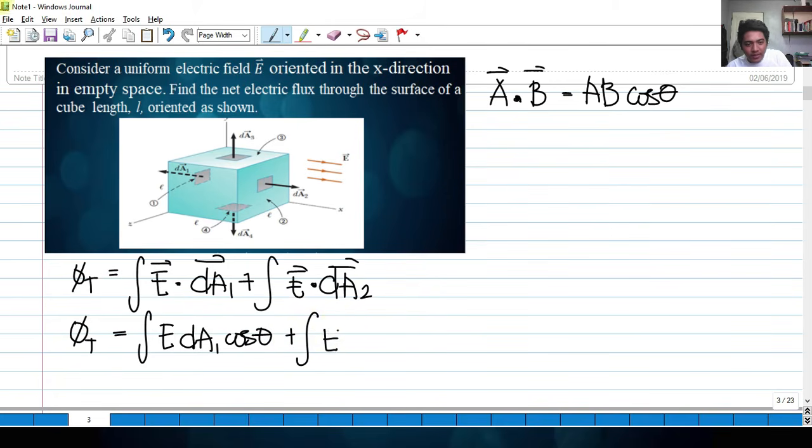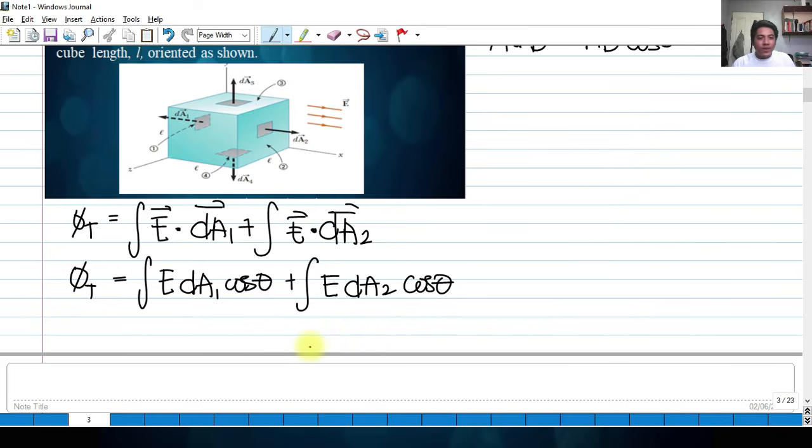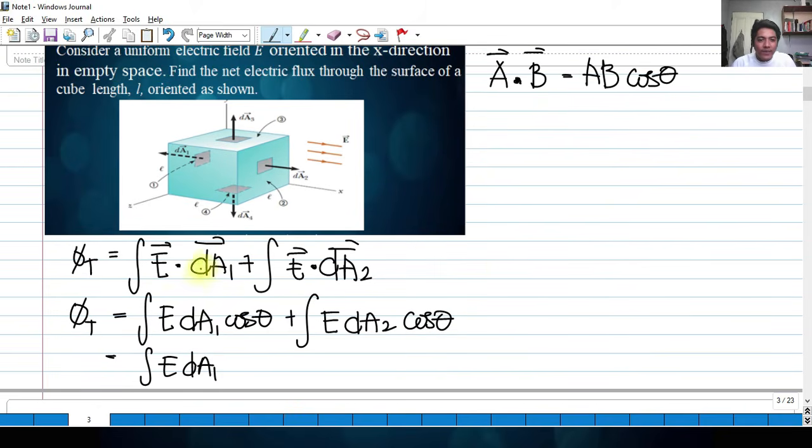So that should be the electric field magnitude times dA sub 2, the magnitude of the area vector sub 2, multiplied by cosine of theta. So, to analyze this carefully, we have the integral of E times dA sub 1 cosine theta. For dA sub 1 here, here is our vector. What is the angle between dA sub 1, or the normal vector of area 1, and the electric field?